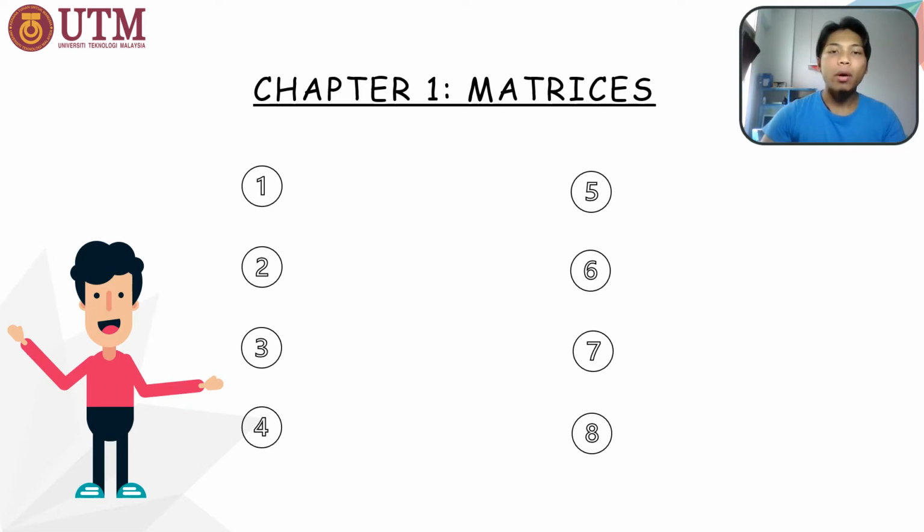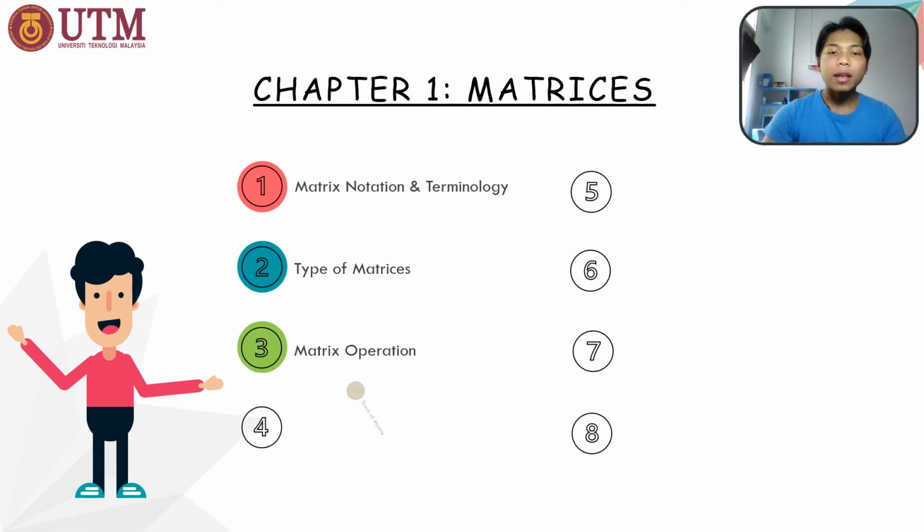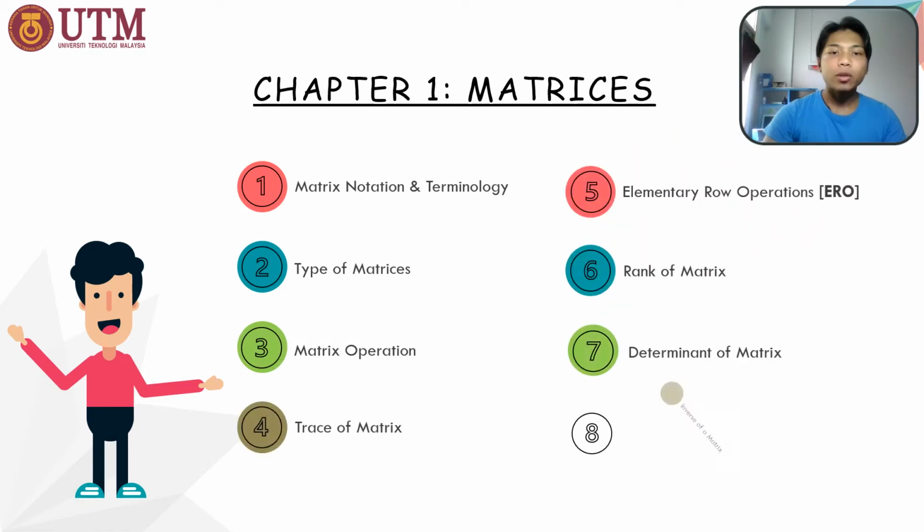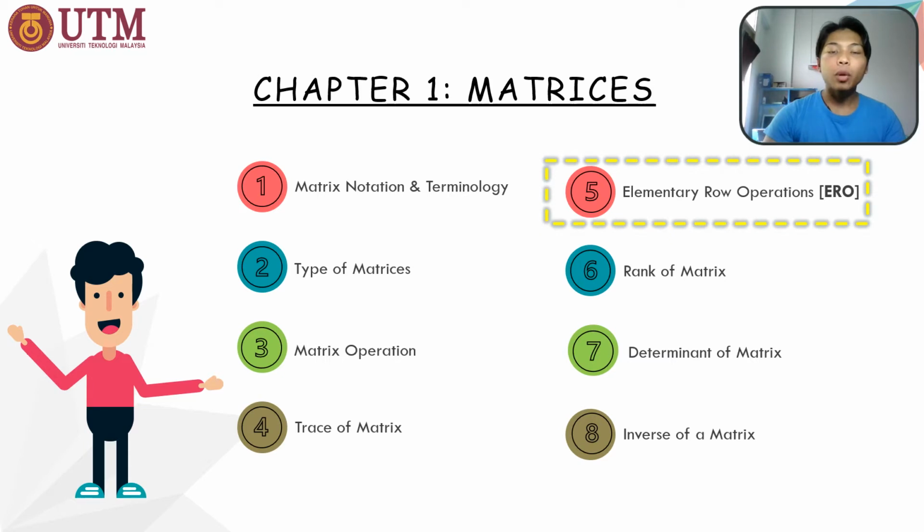The task given by my lecturer is that I need to teach, explain and give simple briefings about a topic I choose. I choose Chapter 1, which is matrices, as my topic to discuss today. This topic has 8 subtopics: matrix notation and terminology, types of matrices, matrix operations, partition of matrix, elementary row operations, rank of matrix, determinant of matrix and inverse of a matrix. But I will discuss only subtopic 5, which is elementary row operations, ERO.